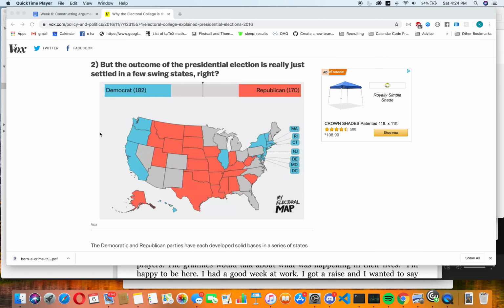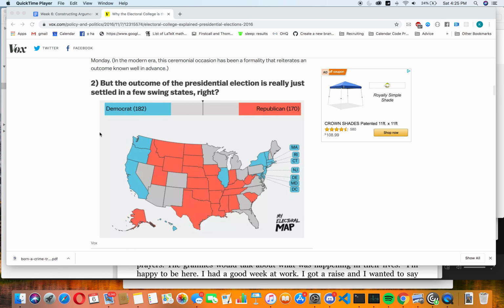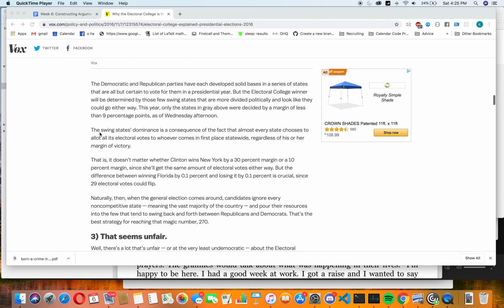"The outcome of the presidential election is really just settled in a few swing states," right? This is where things get a little interesting. You can sort of see this might be important, right? So let's look at this section a little bit further. If I've sort of skipped a few steps here, but if we read this, right, essentially we see a really interesting point the author is trying to make.